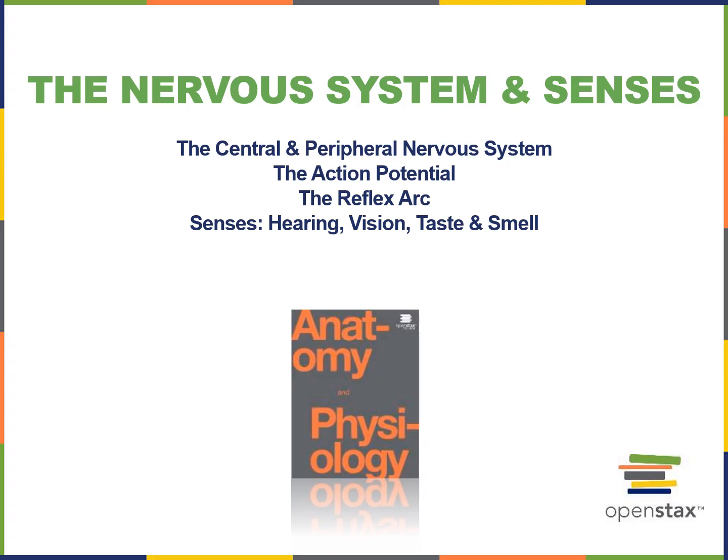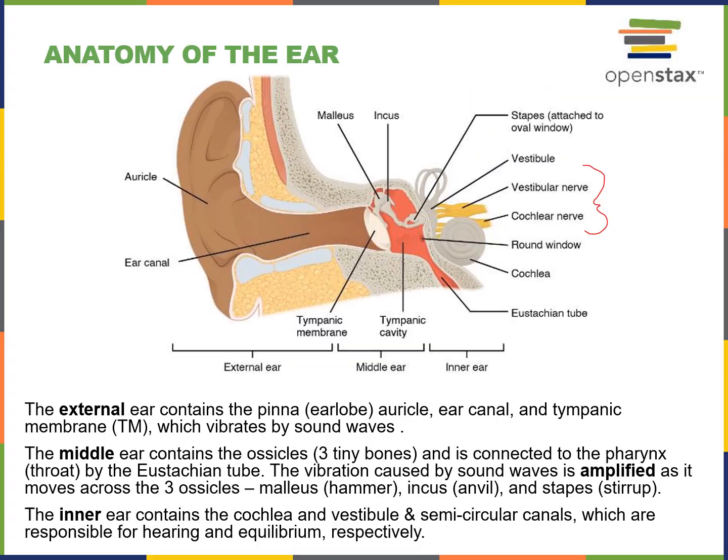So we will begin with the ear. So again, this course is called Anatomy and Physiology, so you are expected to be able to label a diagram of the ear accurately. And as I go through these slides and this narration, I will try to highlight the important anatomical structures and the function that they perform.